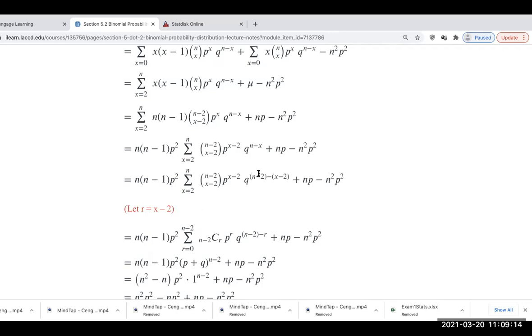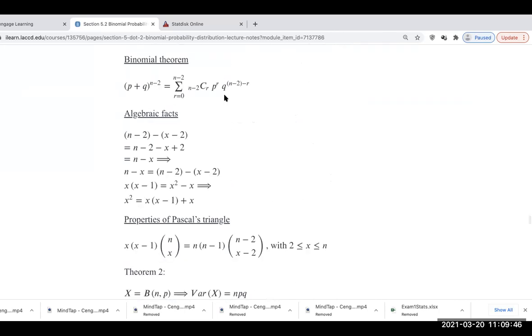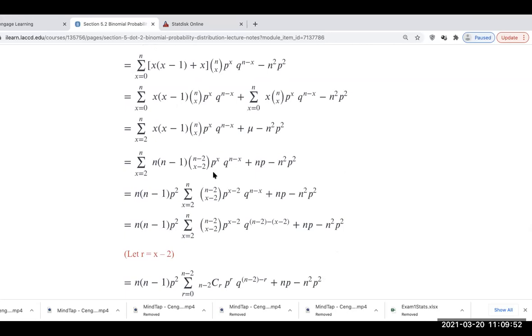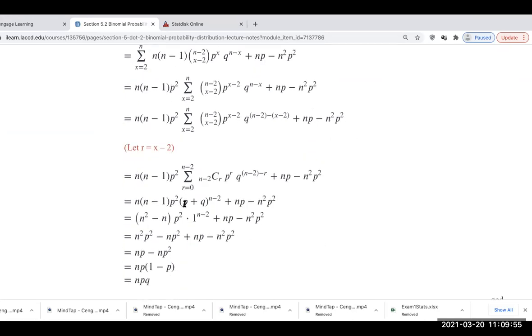Wherever I see an x minus 2, I'm going to replace x minus 2 by r. When x is 2, r is 0. When x is n, r is n minus 2. But this is, by the binomial theorem, p plus q to the n minus 2. And so by the binomial theorem, this is just p plus q to the n minus 2. p plus q is 1. 1 to any power is just 1.